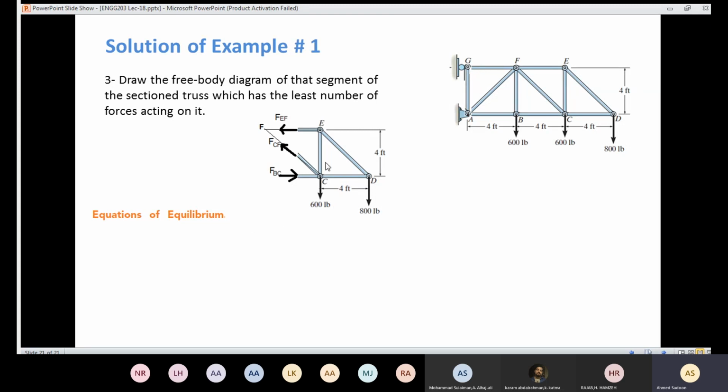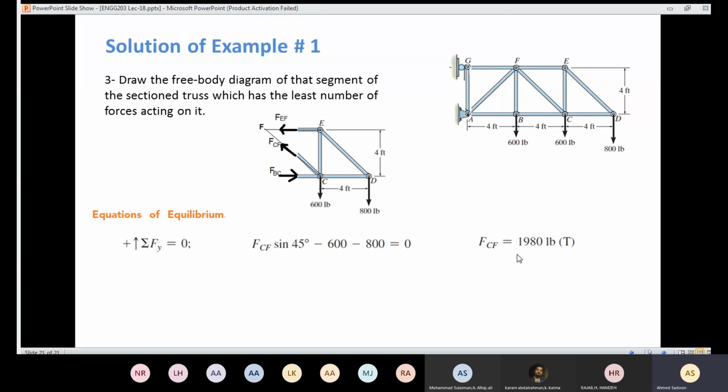So here I can use the summation of the forces in the y-axis equals 0. I'm going to have 600 pound, 800 pound, and I'm going to have the force FCF times sine 45, which is up, which is positive. So if I'm going to choose that equation, I need to take care of the sign convention. This one is negative, this one is negative. And here, the component of that element in the y-axis is going to be positive. So we are going to have only one unknown. I can easily solve for FCF.